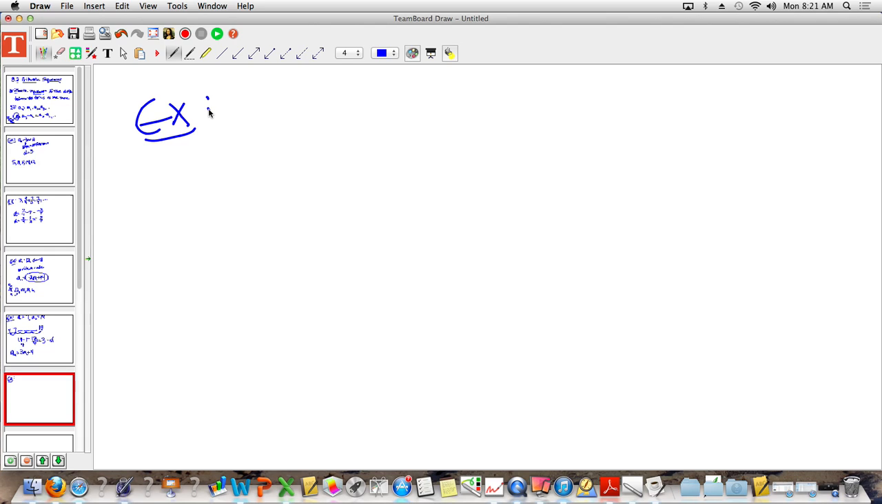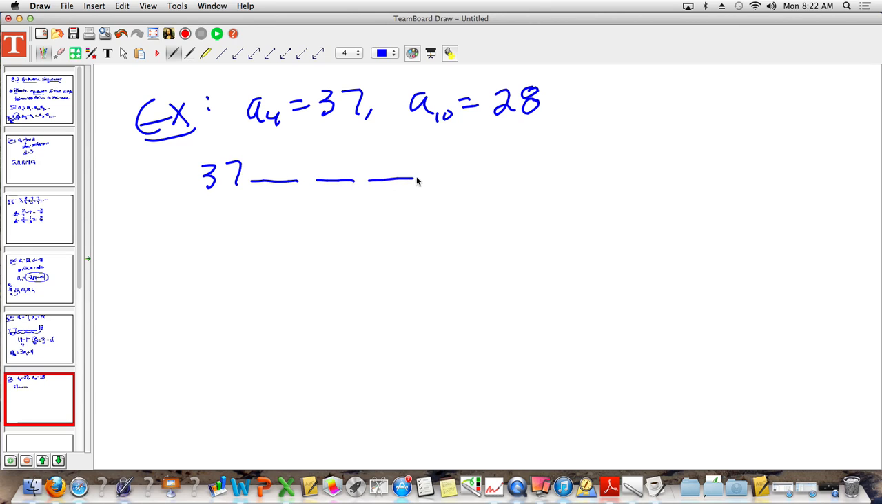Yeah, this stuff is not bad. Let's say that you have the 4th term. The 4th term is equal to 37, and you know that the 10th term is 28. So again, you might not need to do this, I don't know, but the 4th term is 37. I don't know the 5th, the 6th, the 7th, the 8th, the 9th, and I do know that the 10th is 28. So, take the very last term that you know, which is 28.